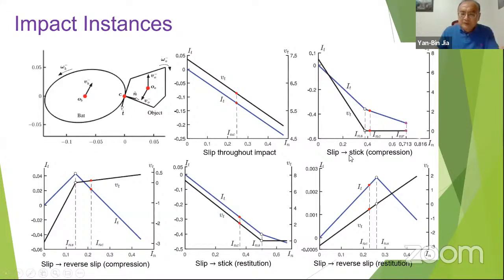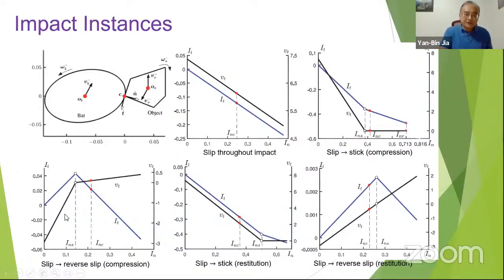The other one is when the slip contact mode changes into stick contact mode. These hollow dots represent where the contact velocity becomes 0. If you focus on this black curve, that's where it goes to 0. After 0, it stays at 0, but that happens before the compression phase ends. There's another situation where slip transitions into stick during the restitution phase, so it's after compression ends.